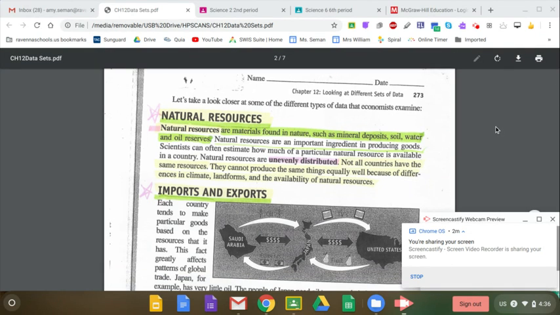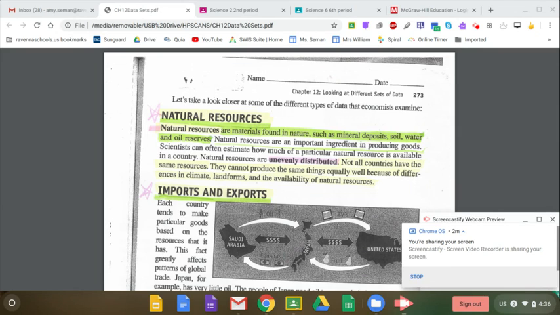Natural resources. Natural resources are materials found in nature, such as mineral deposits, soil, water, and oil reserves. Natural resources are an important ingredient in producing goods. Scientists can often estimate how much of a particular natural resource is available in a country. Natural resources are unevenly distributed. Not all countries have the same resources. They cannot produce the same things equally well because of different climates, landforms, and the availability of natural resources.